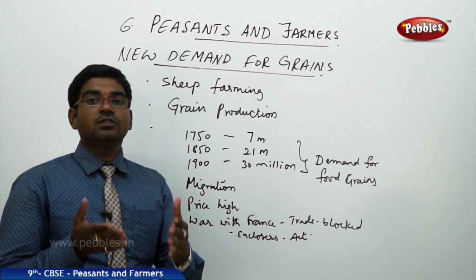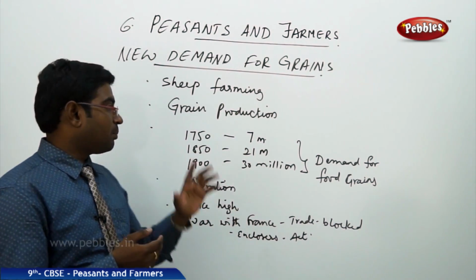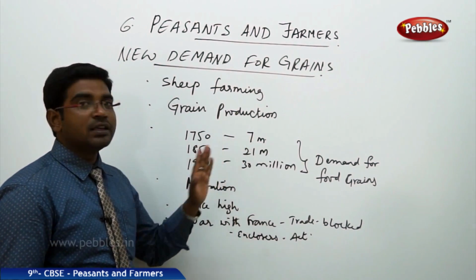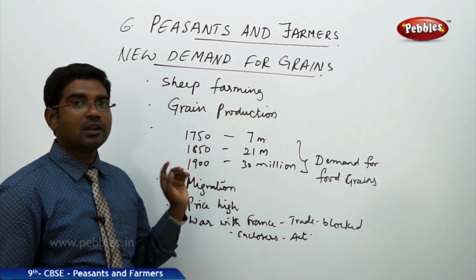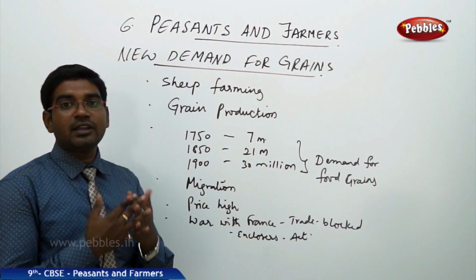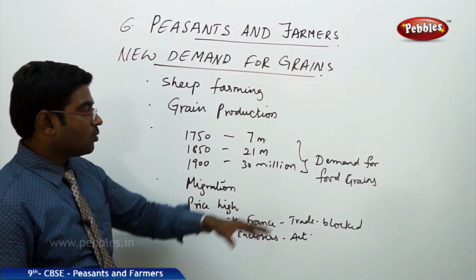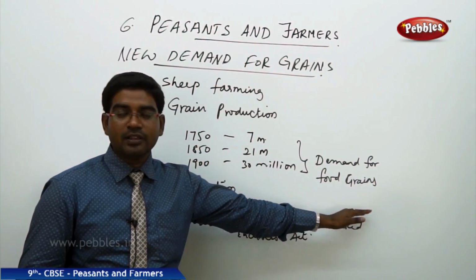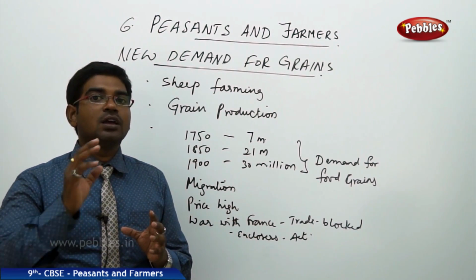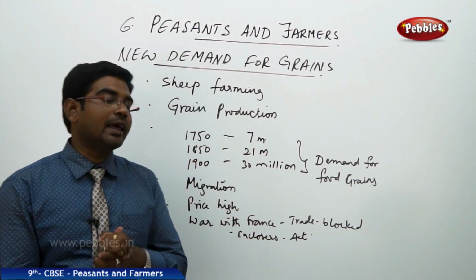Why? Because the population of England increased from 7 million in 1750 to 21 million in 1850, and in 1900 it was 30 million. So it increased nearly fourfold. Now there was a good demand for the food grains. This they understood very well. So they started to enclose the common lands into their private lands.